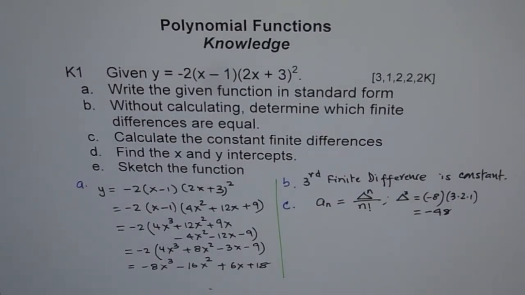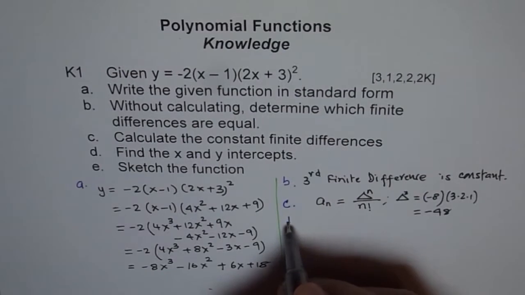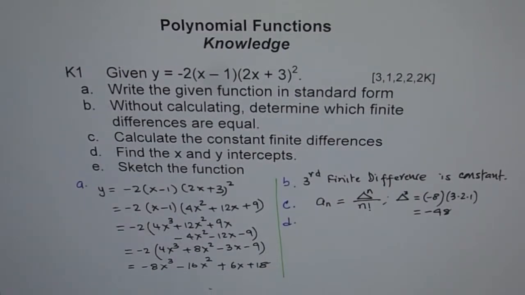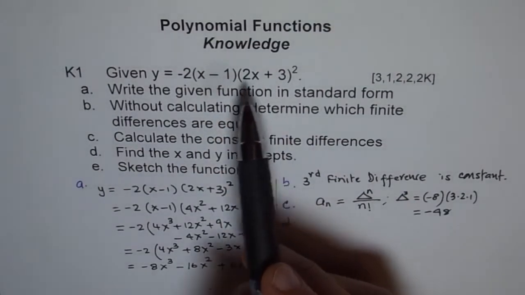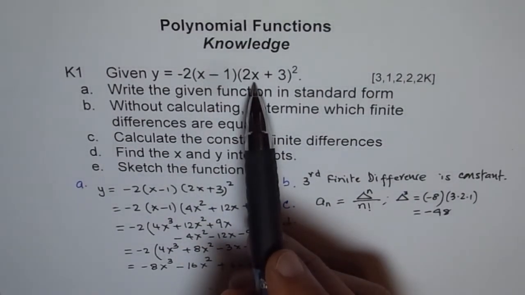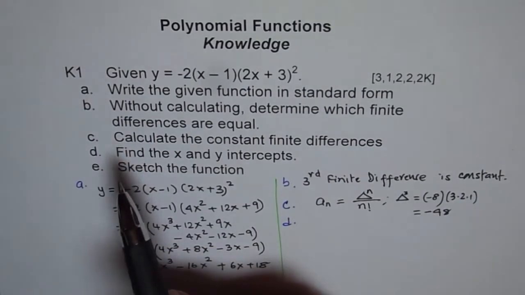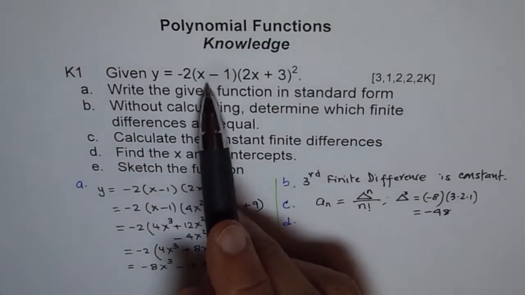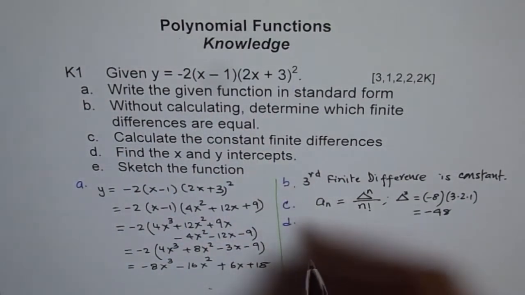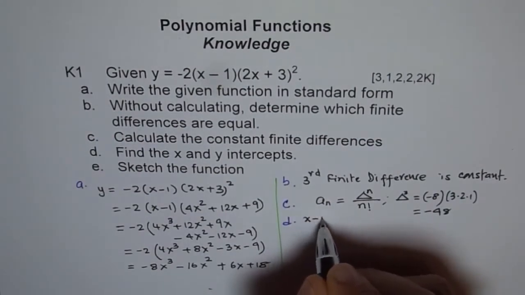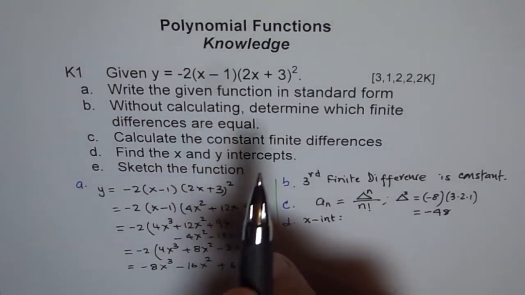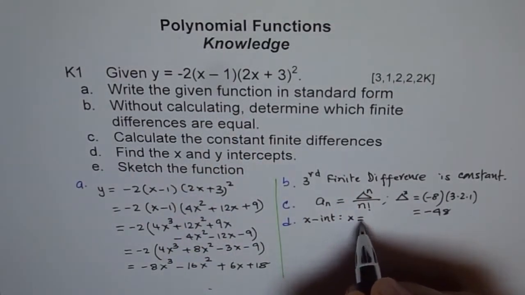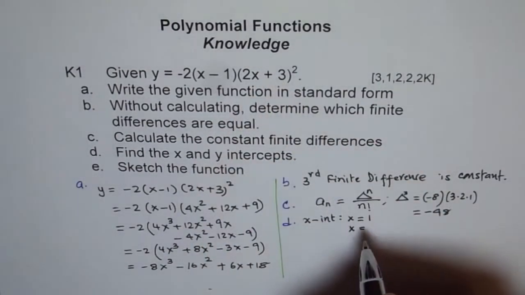Now part D. Find x and y intercepts. Well, to find the y-intercept, we have to just plug in 0 here. Finding the x-intercept is easy, since it is in factored form, right? So we'll write x-intercepts. X-intercepts are when these factors will be 0, at x equals 1 and at x equals minus 3 over 2.